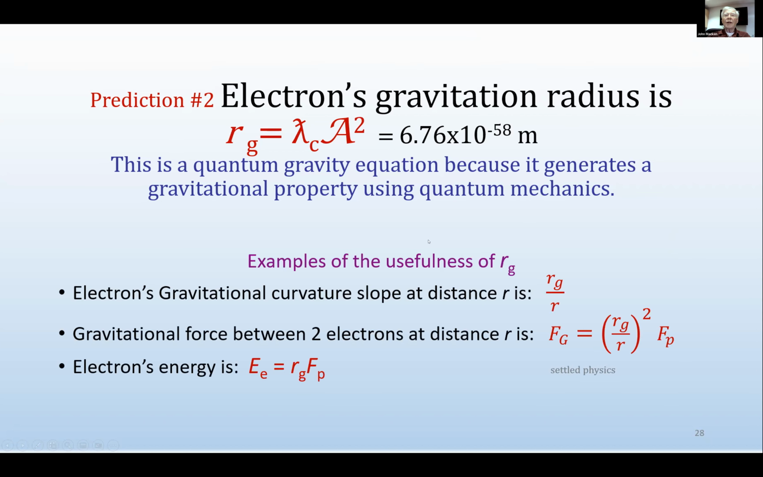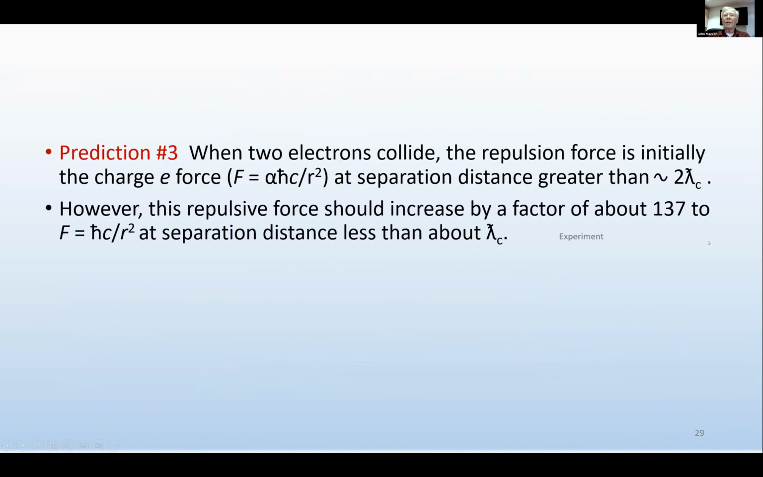Examples of the usefulness of this gravitational radius: first of all, if you want the gravitational slope at a distance r from an electron, this is the equation. The gravitational force between two electrons at distance r, this is the equation. You see that rather than having the masses and the gravitational constant, we just use the gravitational radius divided by the physical radius squared times Planck force. And even the energy of an electron is the Planck force times this gravitational radius.